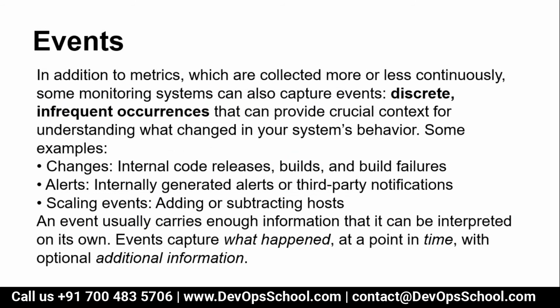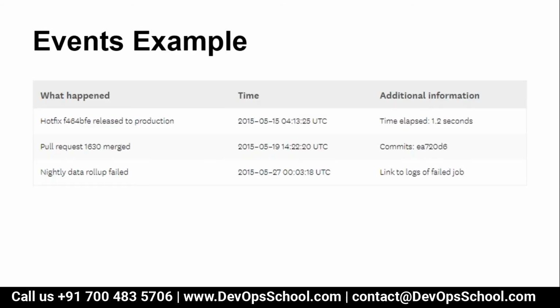Events: in addition to the metrics, which are collected more or less continuously, some monitoring systems can also capture events, which are discrete, infrequent occurrences. System events, network events, and so on can provide crucial context for understanding what changed in your system's behavior. Examples of events include internal code releases, build failures, system events, alerts, and scaling events. These show what happened at what time, with some additional information.